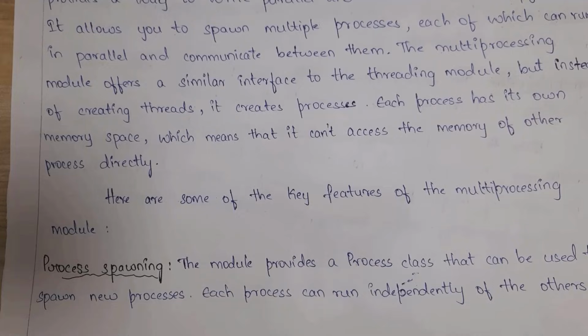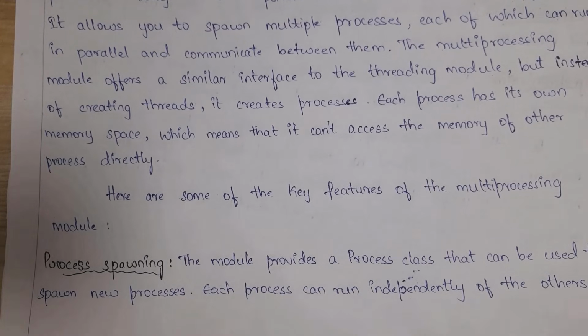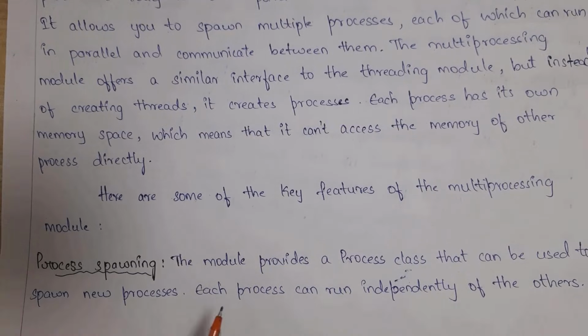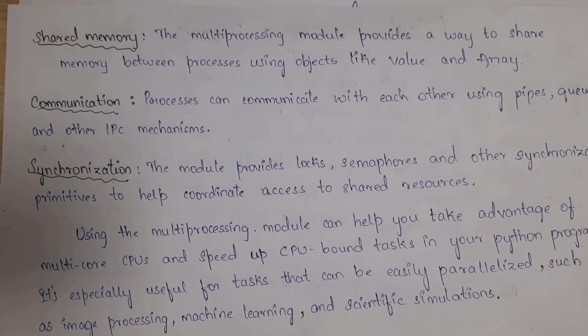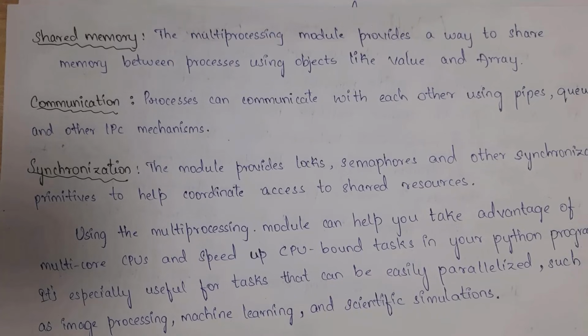These are some of the features of the multiprocessing module. First one is process spawning. I already said what process spawning is. This multiprocessing module provides the Process class. By using this Process class, we can spawn new processes. Spawning new processes is nothing but dividing a parent process into child processes and then executing all these child processes at a time. Each process can run independently of the others. One process will not depend on other processes. The multiprocessing module follows parallel execution.